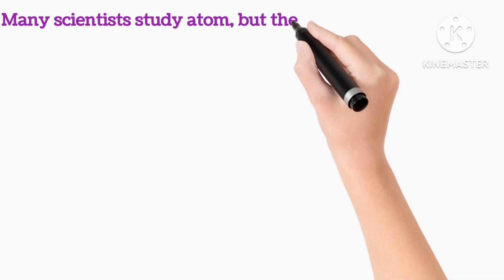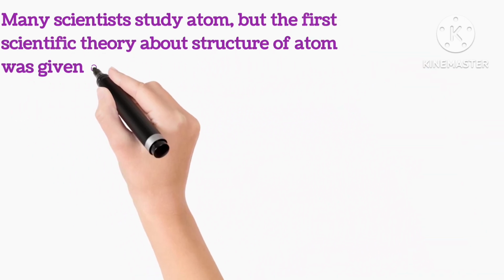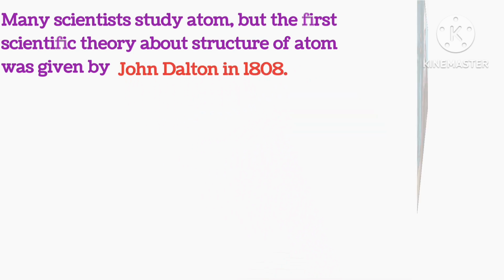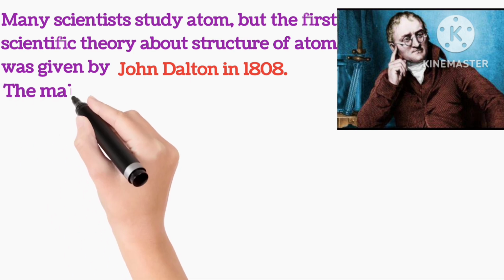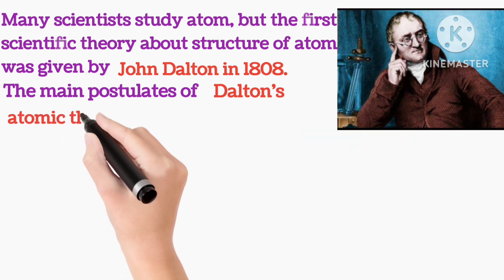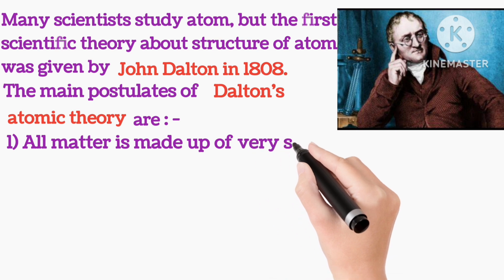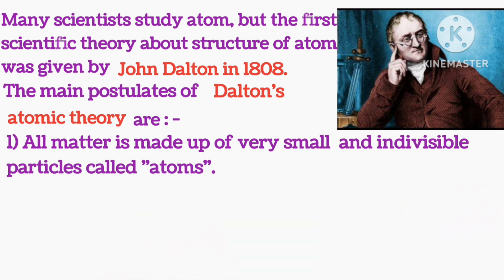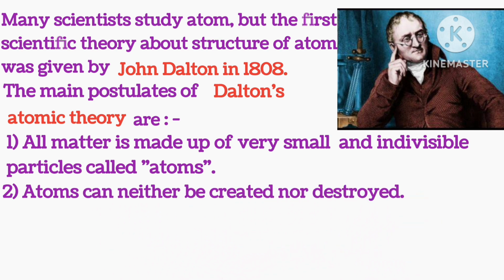Many scientists study atom, but the first scientific theory about the structure of atom was given by John Dalton in 1808. The main postulates of Dalton's atomic theory are: all matter is made up of very small and indivisible particles called atoms. Atoms can neither be created nor be destroyed.